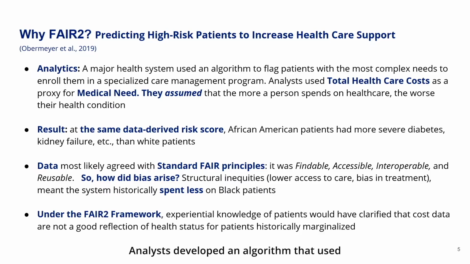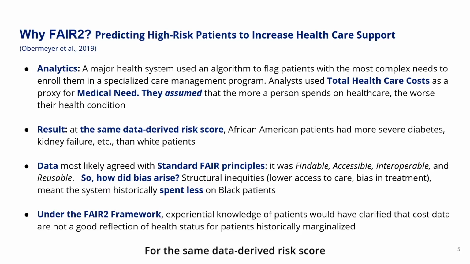Analysts developed an algorithm that used total healthcare cost as a proxy for medical need. So again, total healthcare cost was a proxy for medical need. They assumed that the more a person spends on healthcare, the worse their health condition is. This algorithm did not use race as a variable as a way to make it unbiased. However, it was later shown that the algorithm was racially biased against African American patients.